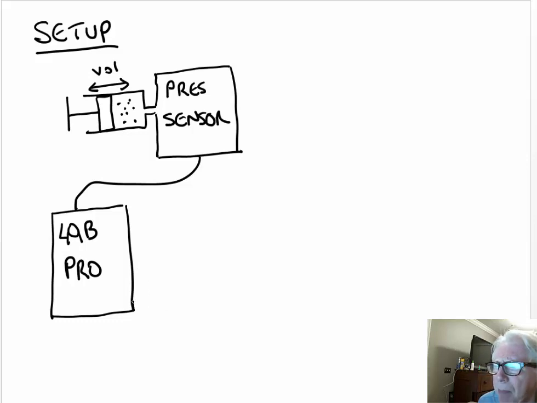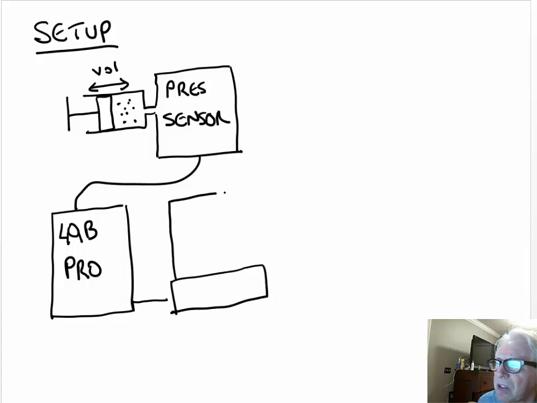Then coming out of the Lab Pro, we go into our computer. I'm always struck by the computer symbol that I draw, which is very typical of a computer from the 1980s, because that's when I started with computers. I keep wanting to put a floppy drive on there. And this is running a program called Logger Pro.